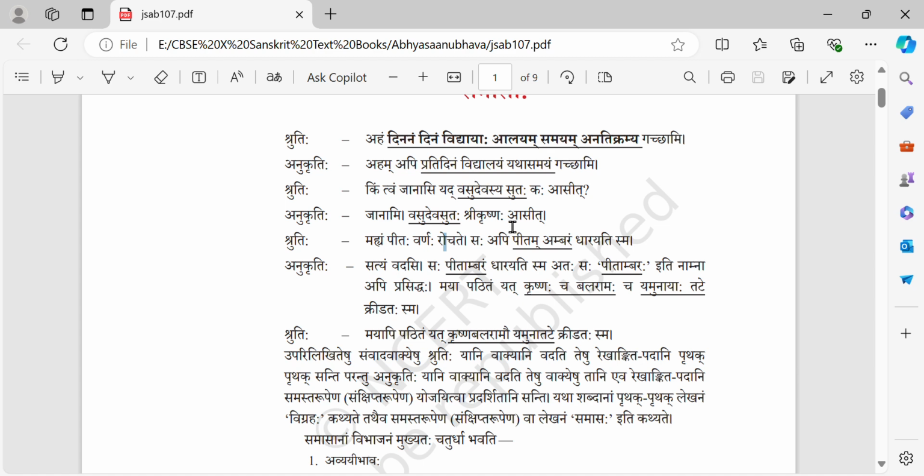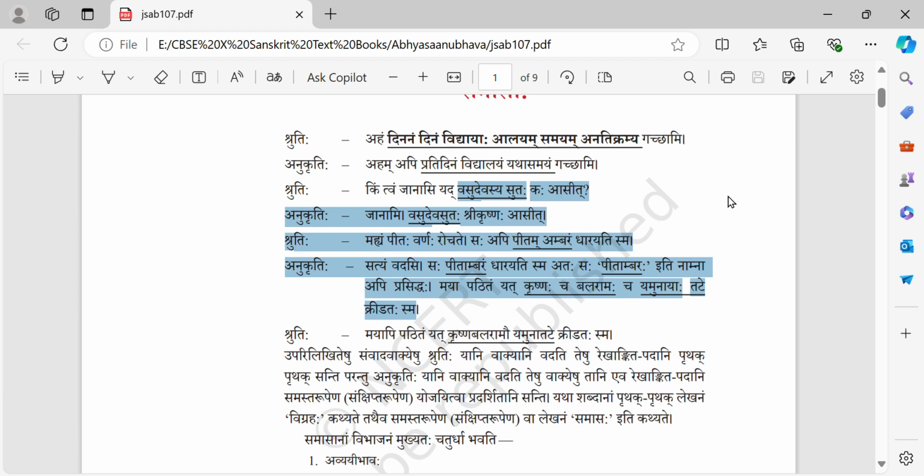So they are called as samasa. Samasta Sankshipta. Sankshipta means very brief. Pruthak pruthak lekhanam means separately. If the words are written separately like this with vibhaktis, we call it as vigraha vakya. If we combine it together, make it short, we call it as samasa.